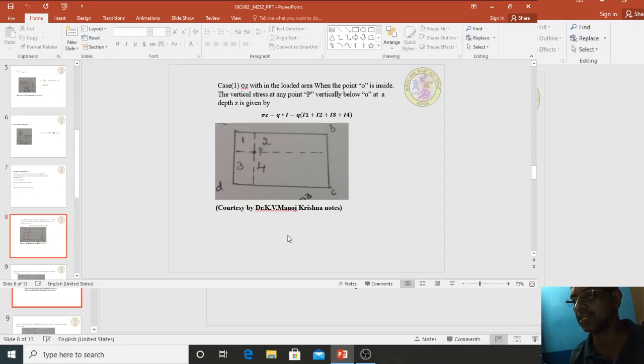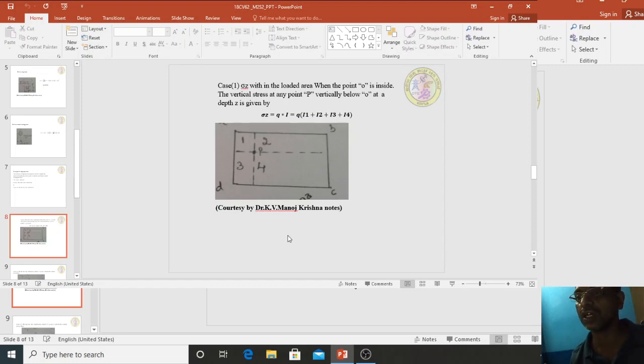A, B, C, D, and we want to find the stress at point O, which is inside the loaded area. To find the stress inside the loaded area, let us divide the entire footing into 4 parts. That means wherever O is, draw a line parallel and a line perpendicular to the longitudinal axis. Now 4 components have been formed: 1, 2, 3, 4.